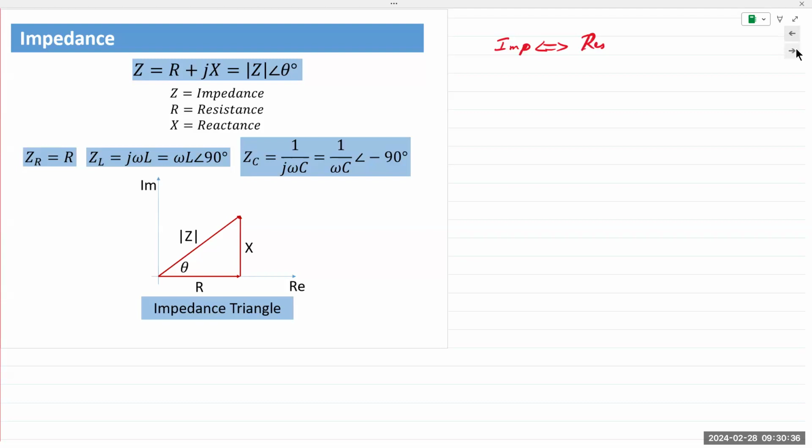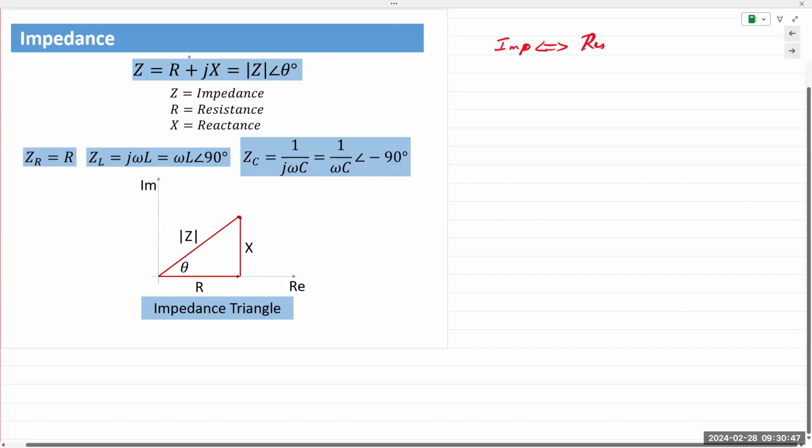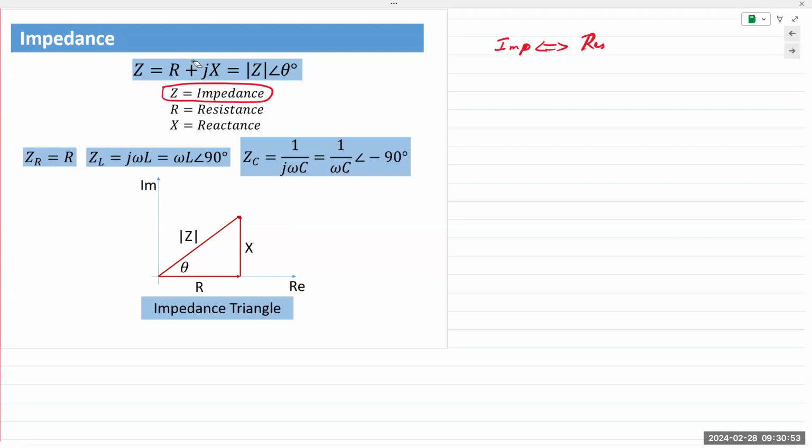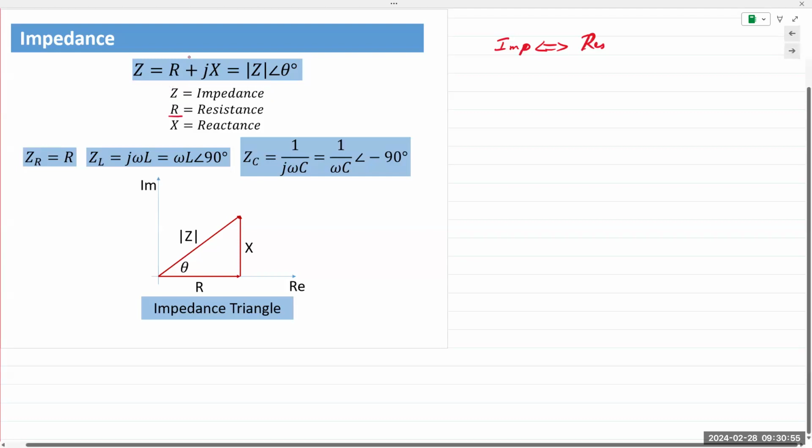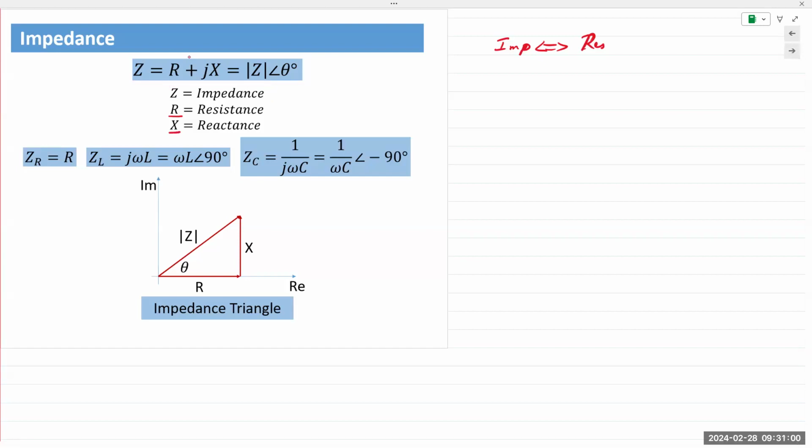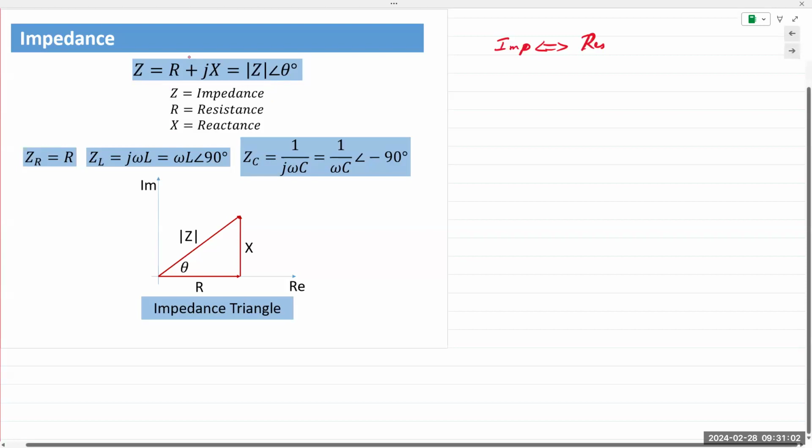Mathematically, we represent resistance using real numbers and reactance with imaginary numbers. So impedance is noted by the uppercase letter Z. Resistance, you are familiar, uppercase R. Reactance is uppercase X. And the vector quantity is R plus jX.